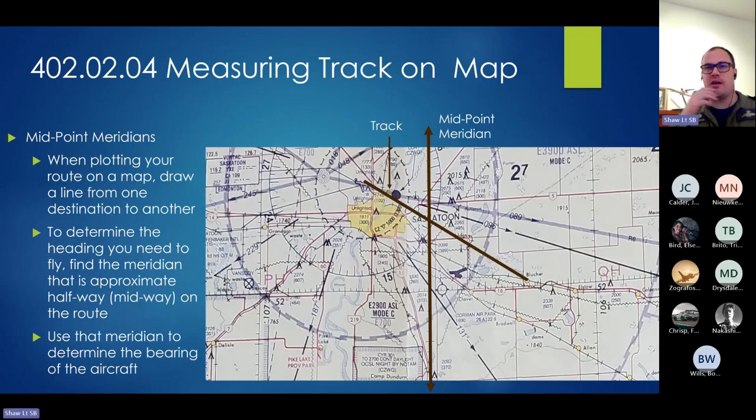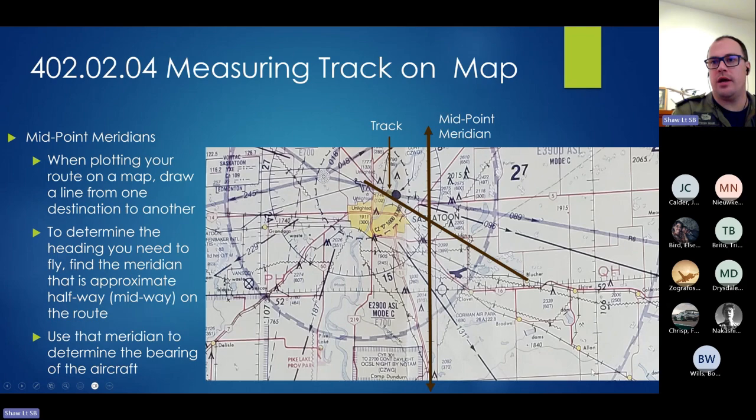Okay, so we're measuring track on a map. Looks like we're going from Saskatoon Airport to the town of Blucher. That's the black line that goes northwest to southeast. When plotting your route on a map, draw a line from one destination to another. To determine the heading you need to fly, find the meridian that is approximately halfway. So if that black line wasn't there on this midpoint meridian, you'd be able to see the hash marks on it, just like the other two that are around.